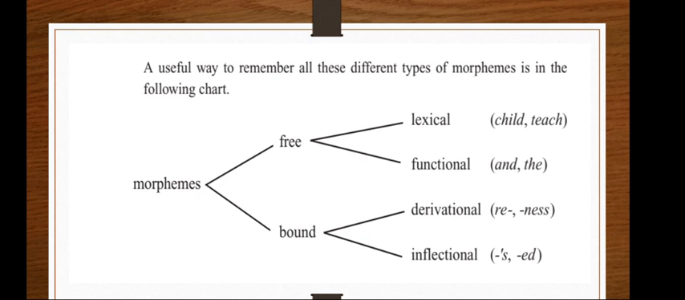The examples of lexical are child and teach. The examples of functional are and, the. A morpheme can be bound. Bound can be derivational or it can be inflectional. Again, two types. Derivational is re- and -ness, to make a new word or change the category of a word, and inflectional is only for the grammatical function, and this is -s and -ed. So this is the overall summary.